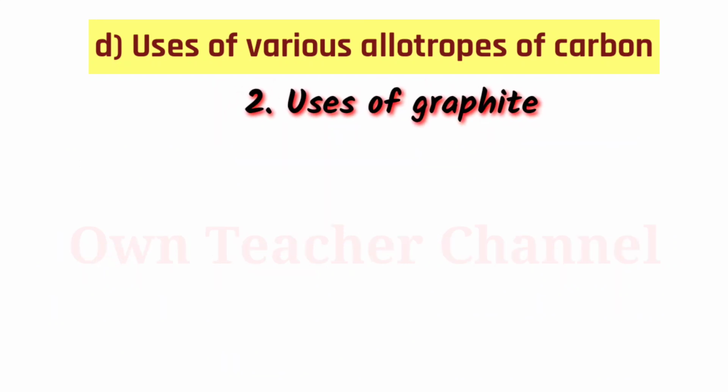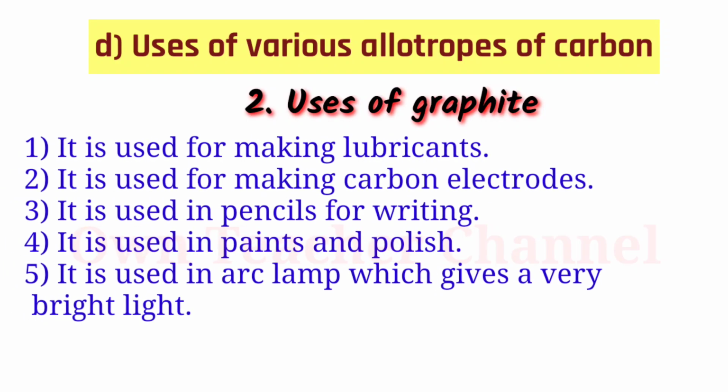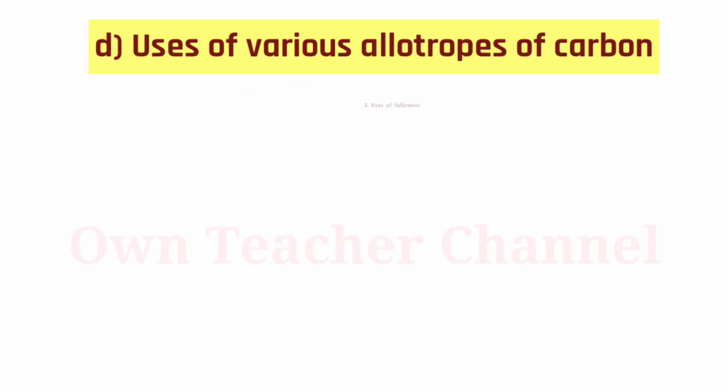2. Uses of graphite. It is used for making lubricants. It is used for making carbon electrodes. It is used in pencils for writing. It is used in paints and polish. It is used in arc lamps, which give a very bright light.